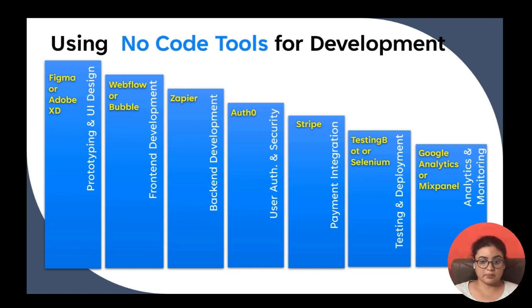For testing and deployment, you can use TestingBot or Selenium. These no-code testing platforms can help you automate the testing process, run tests across different devices, and identify any potential issues. For analytics, you can use Google Analytics or Mixpanel. This will help you track your user behavior and app performance and make your MVP development more efficient.